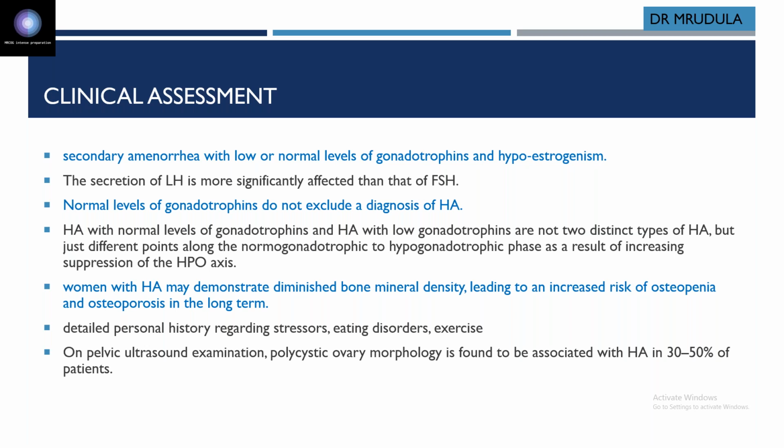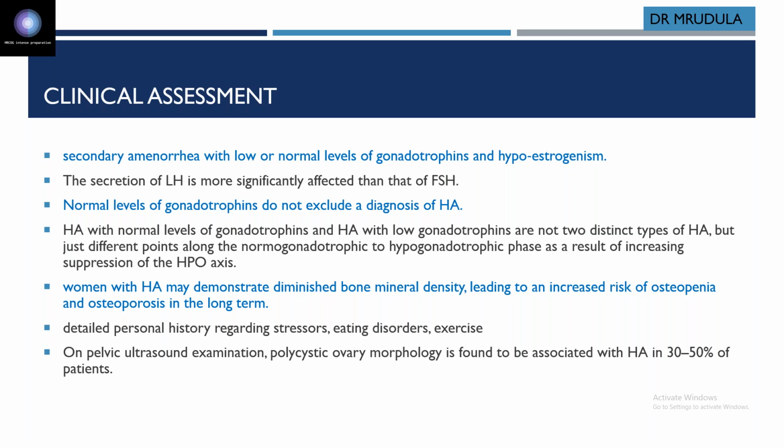So in HA, the gonadotropins can be either low or normal, but these are not distinct entities; they are different points in the presentation of this disease. First there will be normal levels, and then they will decrease if the weight loss continues. Also, because of the hypogonadism and lower estrogen levels, there will be diminished bone mineral density with increased risk of osteopenia and osteoporosis.